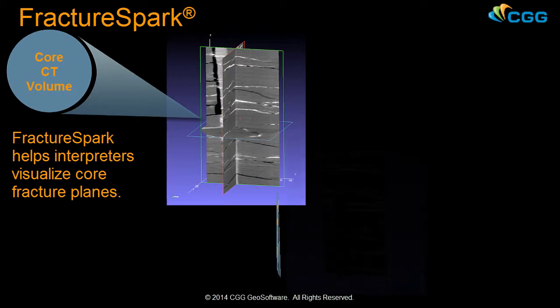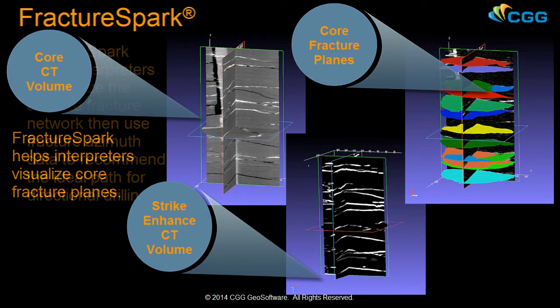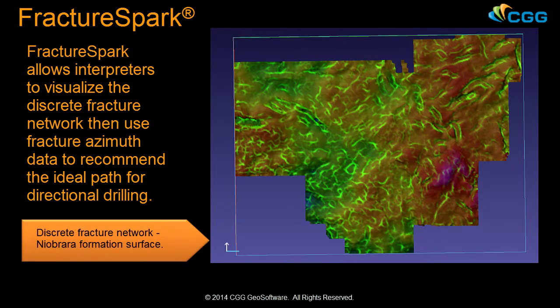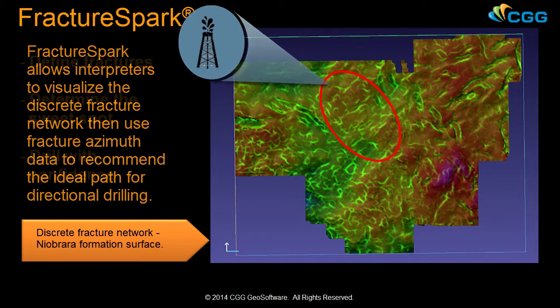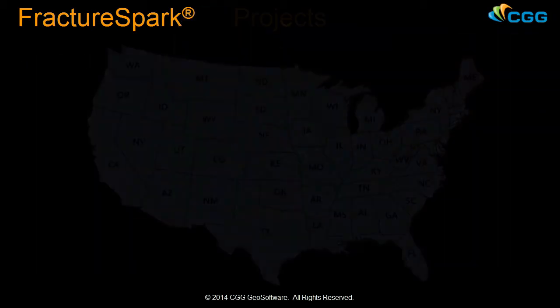FractureSpark helps interpreters visualize core fracture planes. FractureSpark allows interpreters to visualize the discrete fracture network, then use fracture azimuth data to recommend the ideal path for directional drilling. So with FractureSpark, you define the fractures, determine the sweet spot, then drill with confidence.